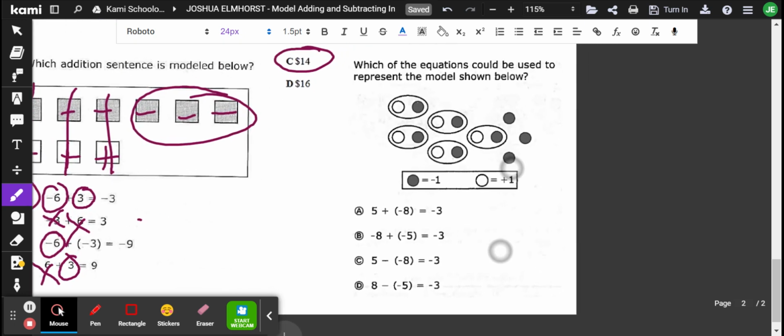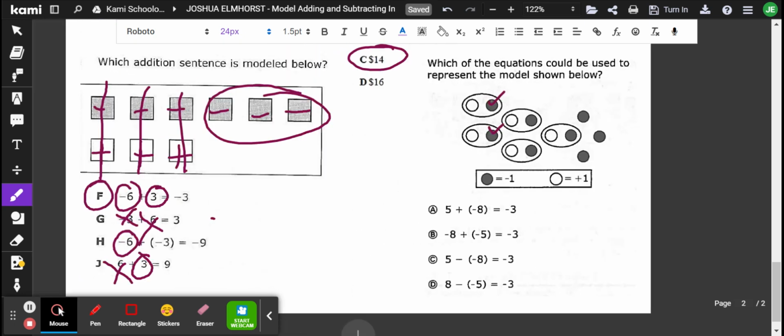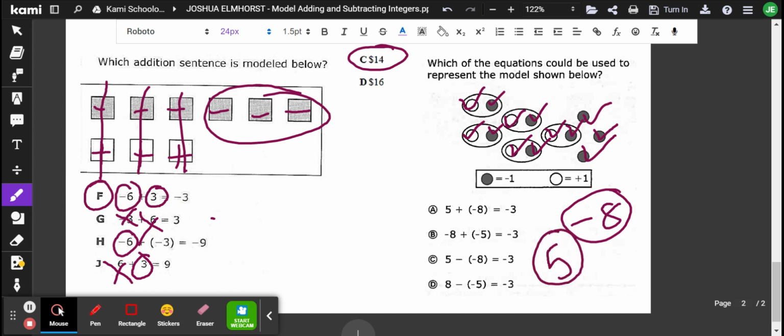All right, so which equation is modeled below? We have 8 negatives and 5 positives, and then 3 negatives left over. So it looks like this would be the most correct answer, and we can double check here. Keep, change, change. This would not be -3.